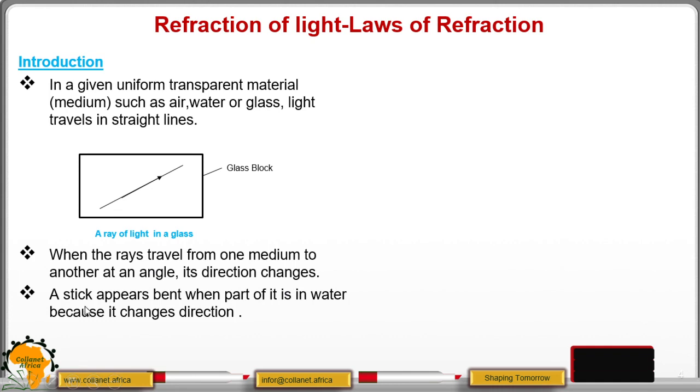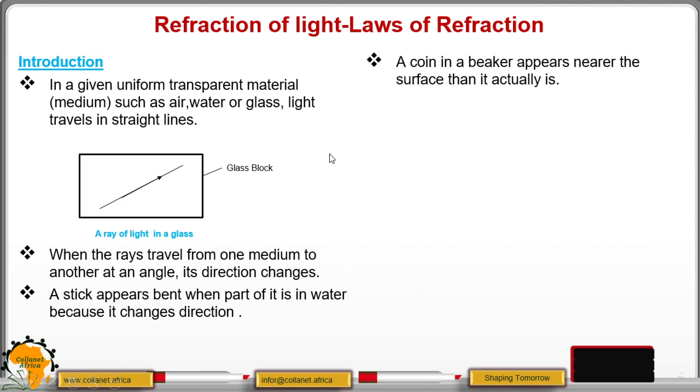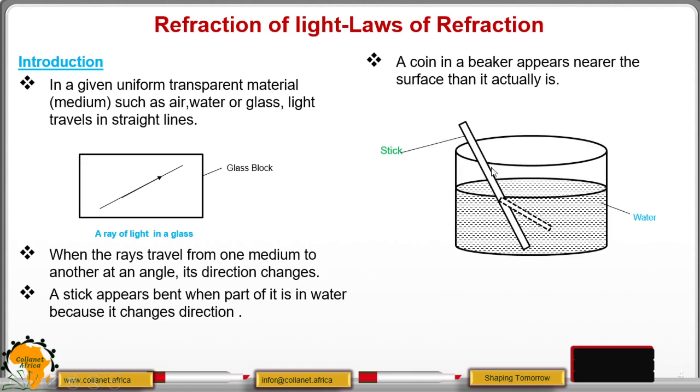That is why you see that if you have a stick that is having part of it in water, that stick appears bent at the interface. Also, if you have a coin in a beaker that is containing water and you view, you will find that that coin will appear nearer to the surface than it actually is. This is what we are talking about in form of a diagram.